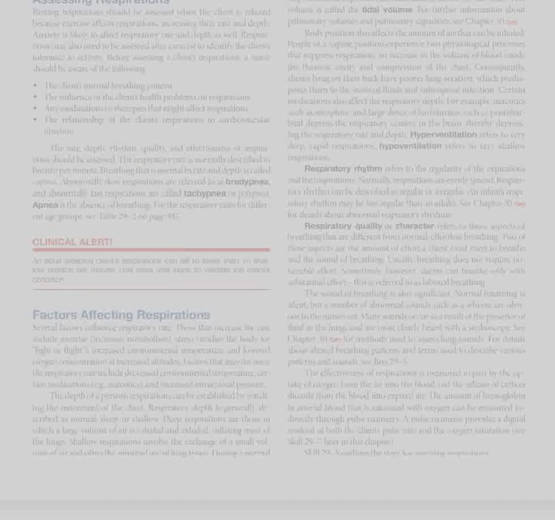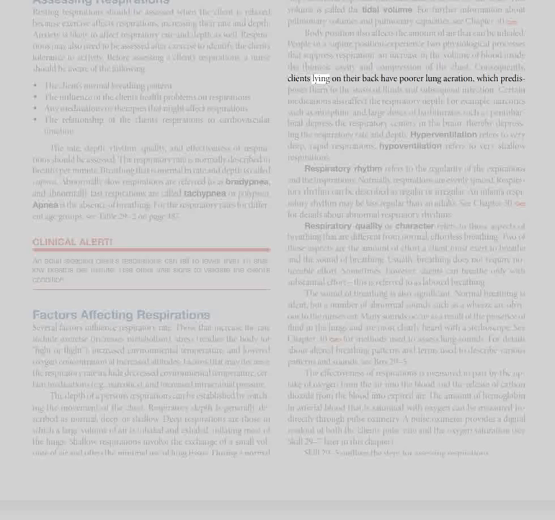Inspiration and expiration. An adult takes in about 500 ml of air. This volume is called the tidal volume. For further information about pulmonary volumes and pulmonary capacities, see Chapter 50. Body position also affects the amount of air that can be inhaled. People in a supine position experience two physiological processes that suppress respiration: an increase in the volume of blood inside the thoracic cavity and compression of the chest.